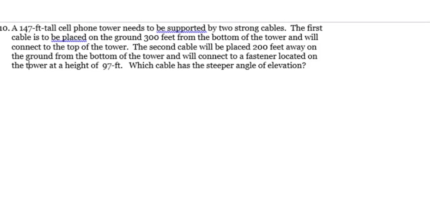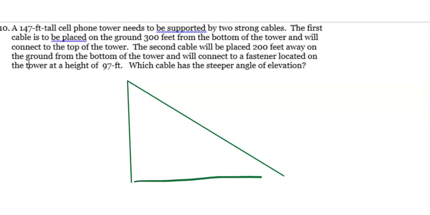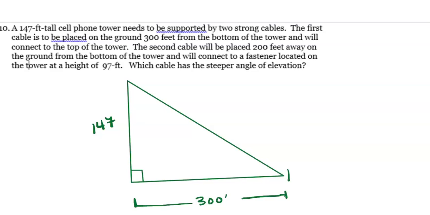Okay, question 10 says a 147-foot tall cell phone tower needs to be supported by 2 strong cables. Okay, so let me draw my tower. And then this first cable is here. Okay, so the tower is at a right angle to the ground, and the tower is 147 feet. Okay, so this cable is going to be placed 300 feet away. Okay, I'm going to make this A and this C, I guess.